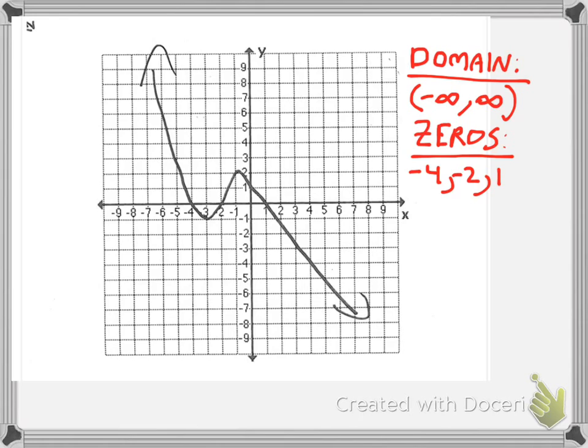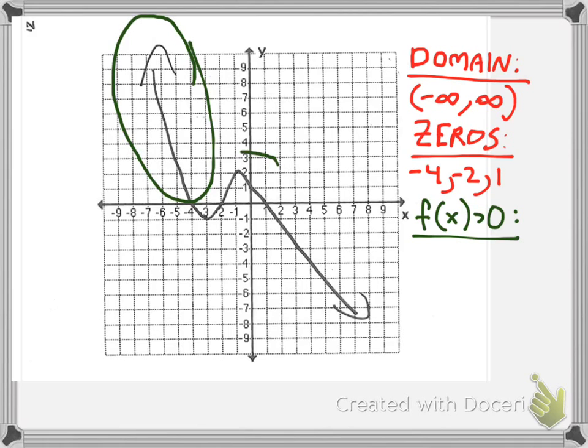This function has a domain from negative infinity to positive infinity and has zeros at negative 4, negative 2, and positive 1. To figure out where the graph is positive, we once again look for what sections of the graph are above the x-axis, and in this one we find 2. Therefore, the graph is positive on the domain intervals from negative infinity to negative 4 and from negative 2 to positive 1.